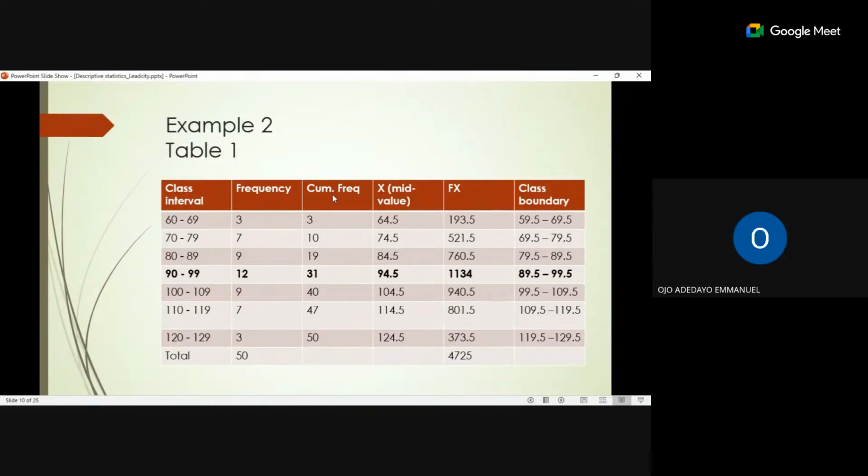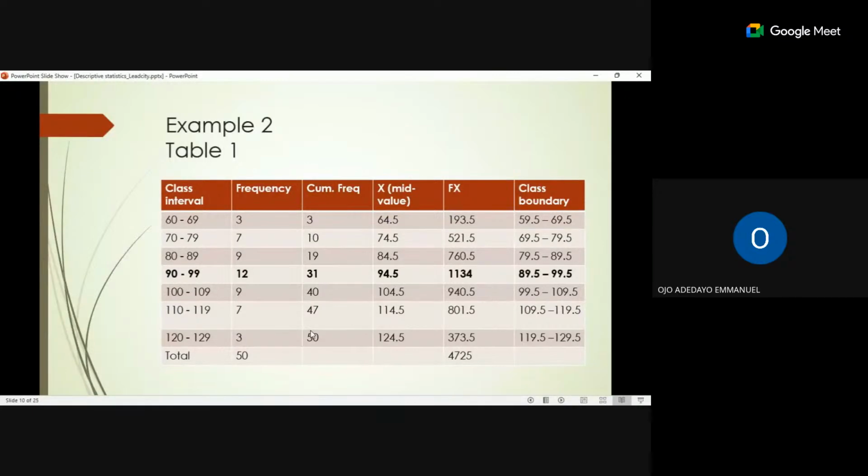If you look under our third column here, that I wrote cum. frequency, it simply means cumulative frequency. How do we get cumulative frequency? The first frequency that you have here is 3. Take it to there. The next one is going to be 3 plus 7, the second frequency, which is 10. That's how we have this 10 here. The next one, 19, is going to be 10 plus 9. The next one is 19 plus 12, we have 31. The next is 31 plus 9, we have 40. The next is 40 plus 7, we have 47. Then the next is 47 plus 3, which is 50.